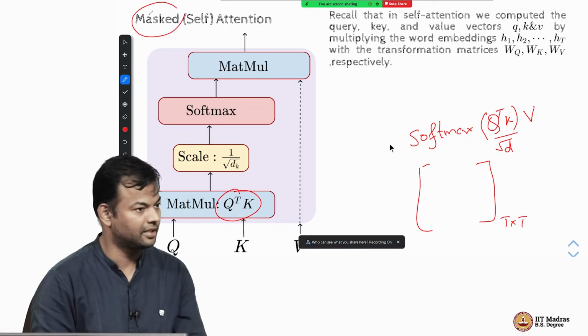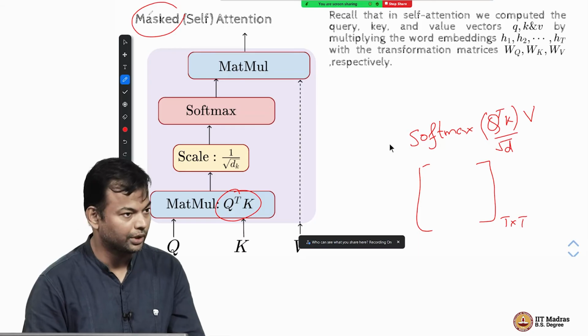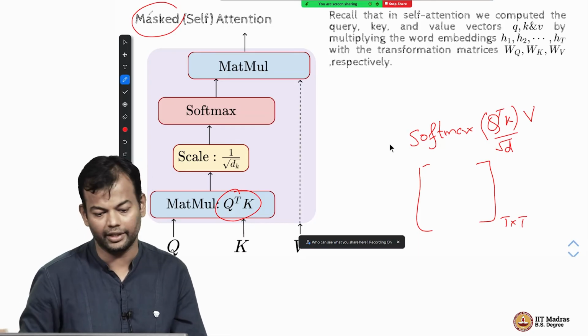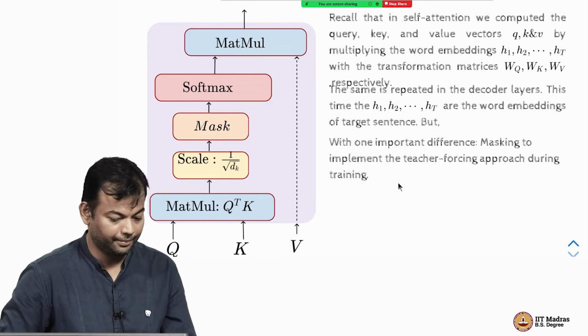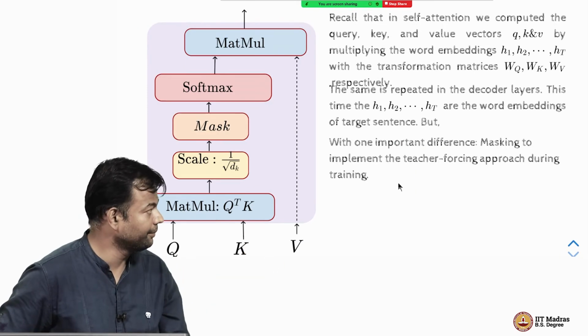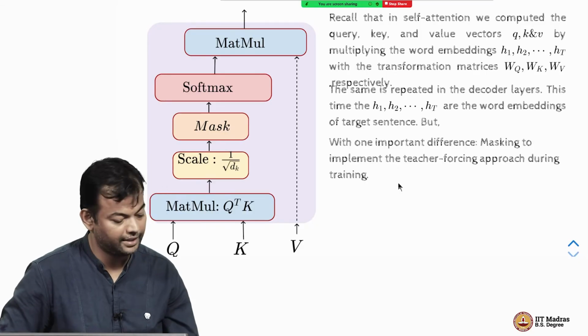But now what do you want to do? You want to do masked self-attention. So where will we do the masking is the question. We need to figure that out. How will we do the masking? We want the masks to be there. So I've put the mask after the scaling. Let's see what that means.